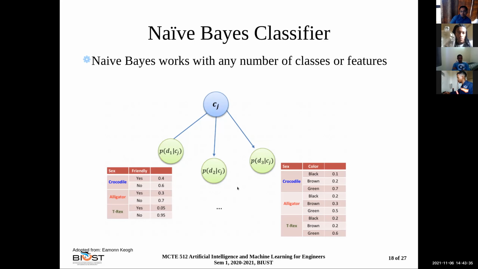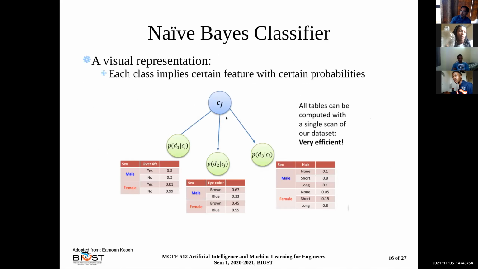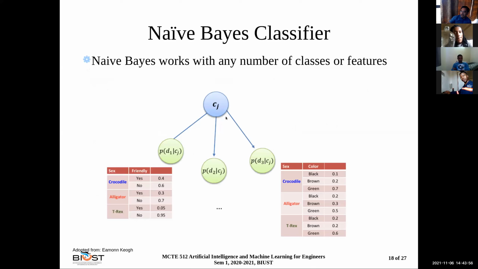So now, naive Bayes works with a number of classes. That's really the idea of this equation: there are many features given a particular class or a particular event, class CJ. So we can have many features based on a particular class or instance. Here it says sex, but it should not be sex, it should be a class: crocodile, alligator, and T-Rex, whether they are friendly or not.